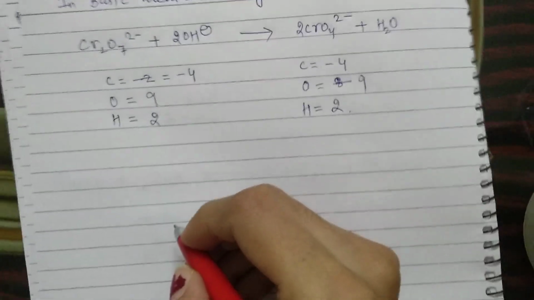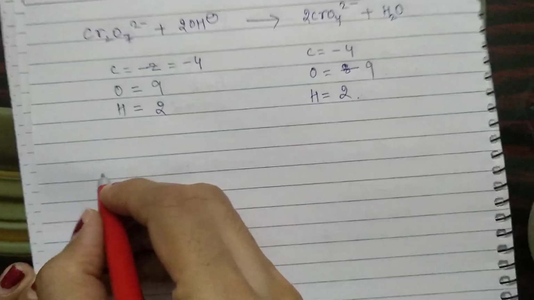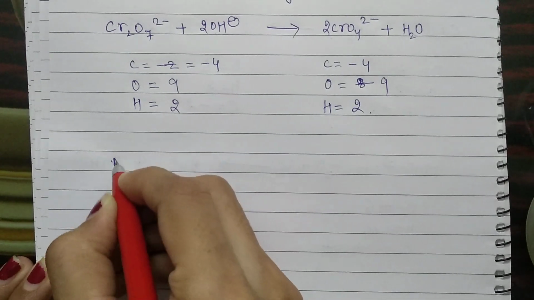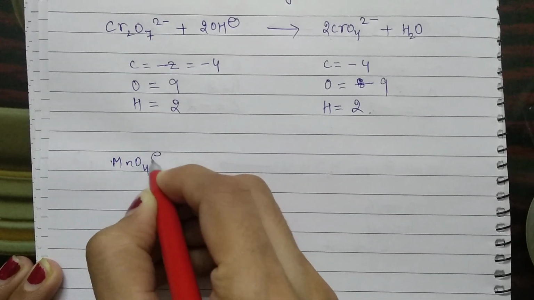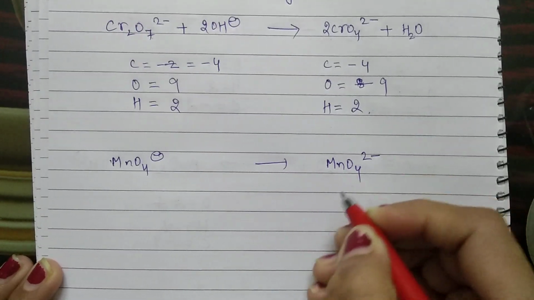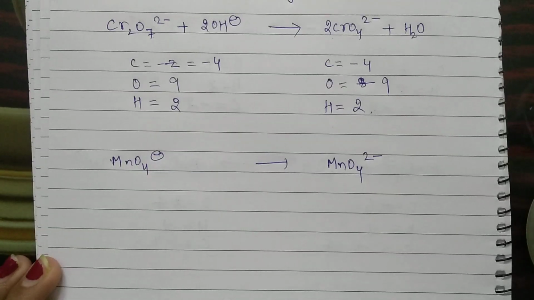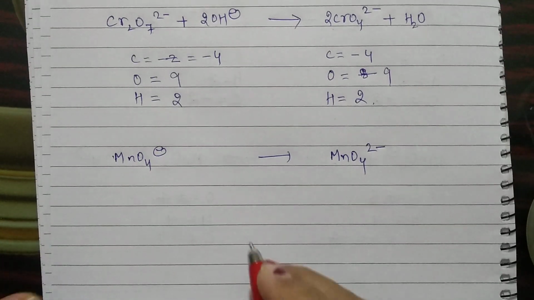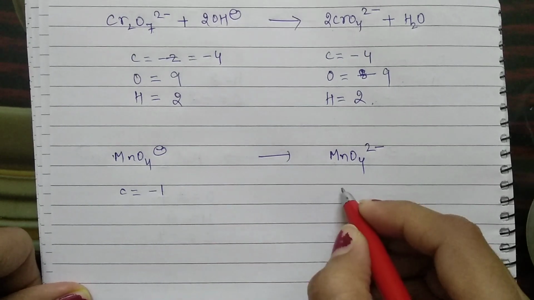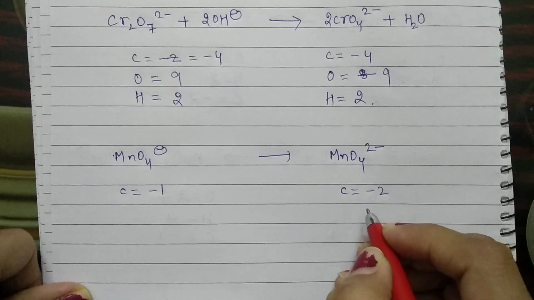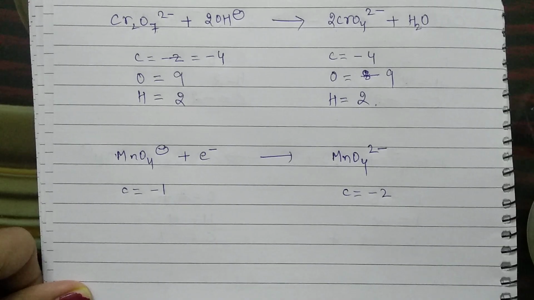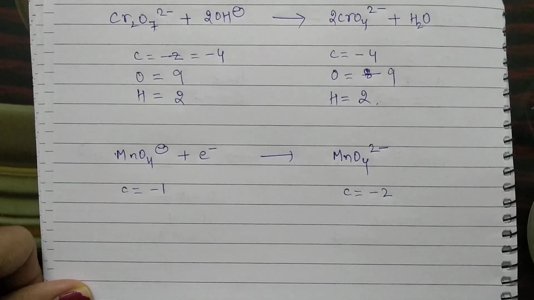Now we'll look at the reaction of the permanganate ion, that is potassium permanganate, in basic medium. Again we have to remember one thing, that permanganate ion gets converted to MnO4 2- in the presence of a base. So again, first of all we'll balance the charge. We see here that a total charge of -1 is there on the reactant side, whereas a charge of -2 is there on the product side. So we'll simply balance the charge by addition of an electron on the reactant side.